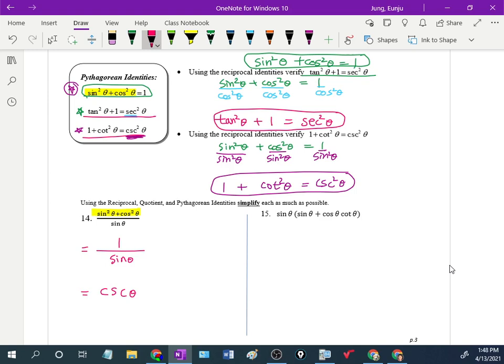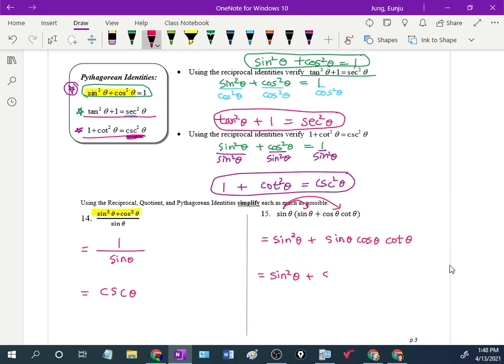Okay, next one. What would you like to do if you see parentheses with a plus sign in the middle? Let's do algebra. Can I distribute and multiply? Sure, let's do it. Sine theta times sine theta is sine squared of theta. Next one, let's write it: sine theta times cosine theta times cotangent theta. And then let's expand it.